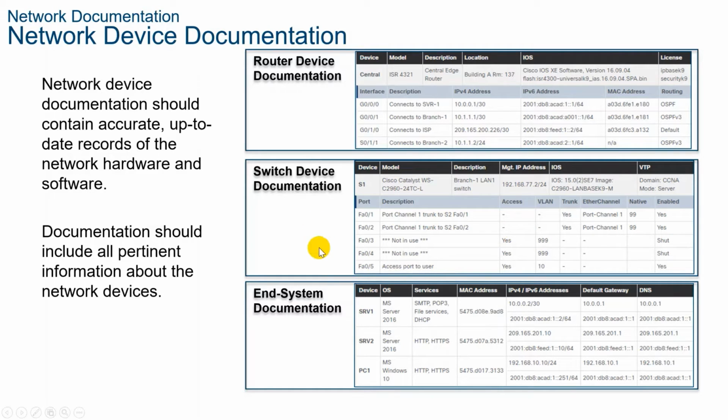And the last one is the end system documentation. End system documentation focuses on the hardware and software used in servers, network management consoles, and other workstations. Incorrectly configured end systems can have a negative impact on the overall performance of a network. For this reason, having access to end system documentation can be very useful when troubleshooting. This table displays sample information that could be recorded in an end system document. Okay, next.